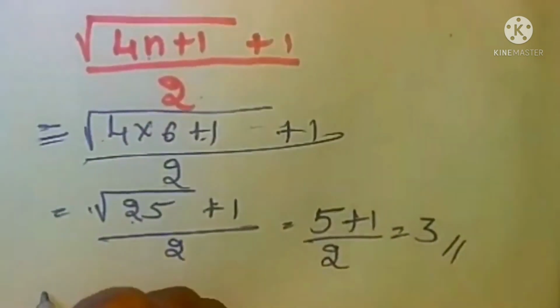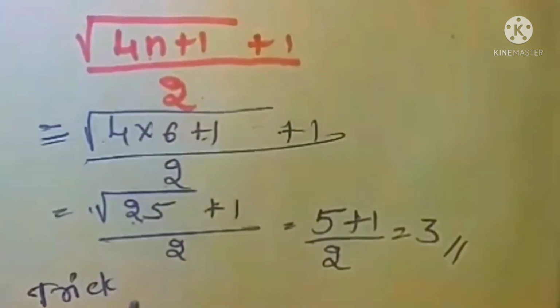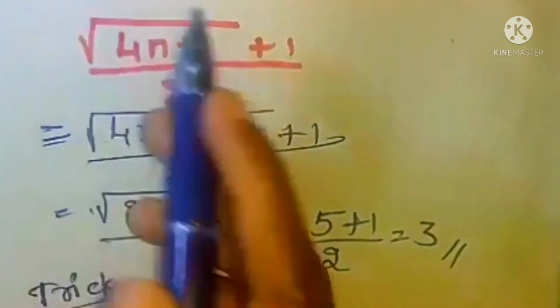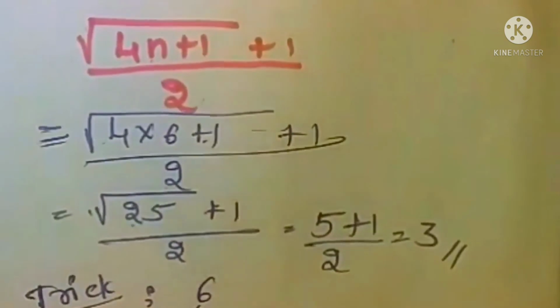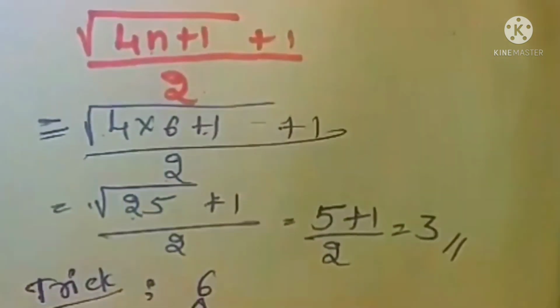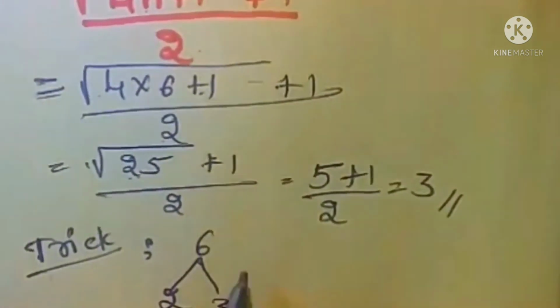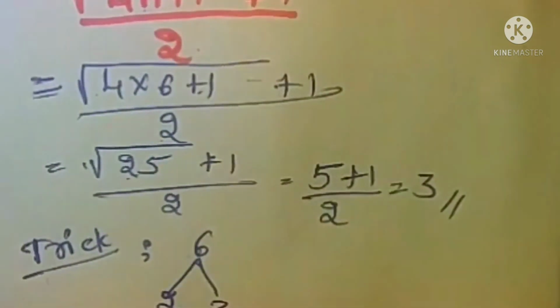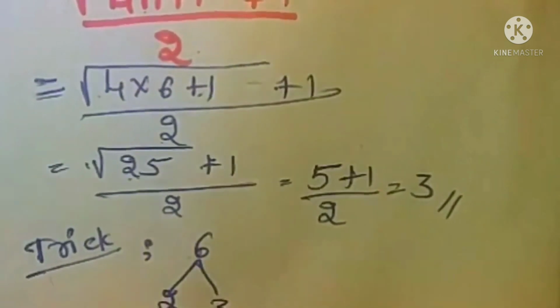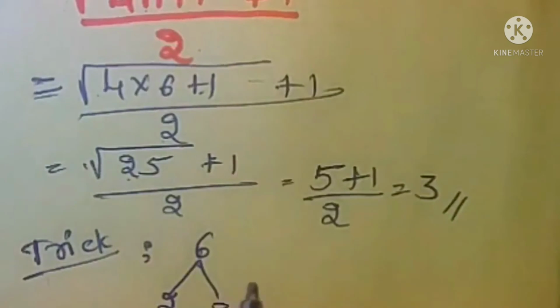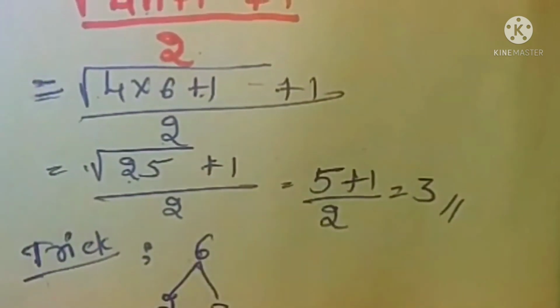And now the trick is, you have to find the factors for this 6. Factors for 6 are 2 into 3, 6. Yes or no? So now there is a condition. When we subtract the two factors which we are getting, the difference is 1. Okay. So 2 minus 3, how much will we get? 1 only. The difference is 1.